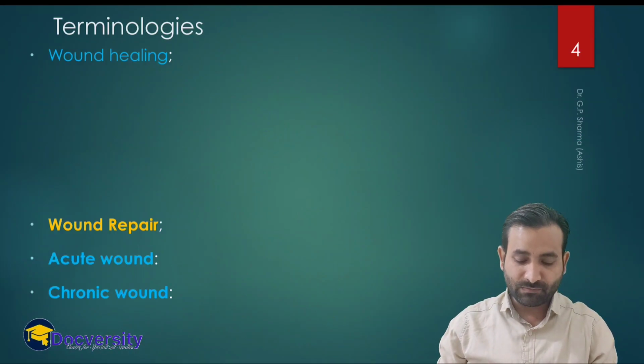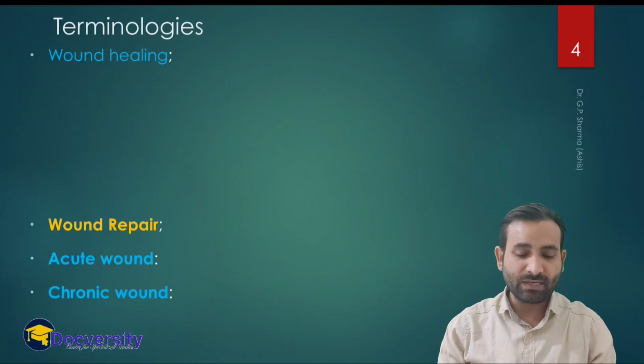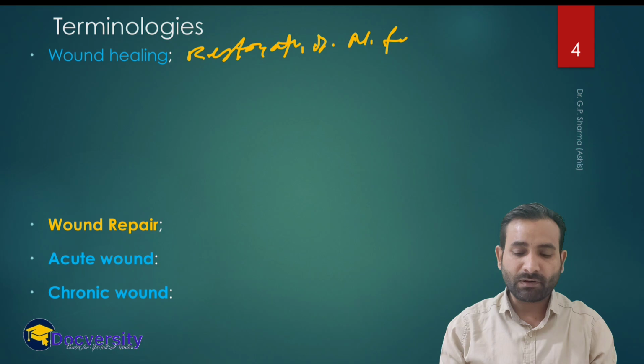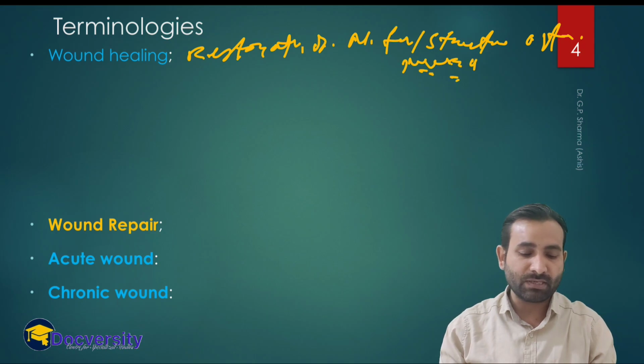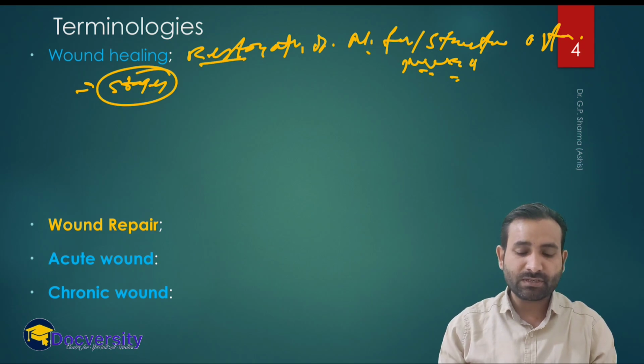Let's learn some of the terminologies. What is wound healing? Wound healing means restoration of normal function and structure after injury. Is that clear? After injury, this is called wound healing, and it has some stages. So this restoration of function and structure takes place in a staged manner.